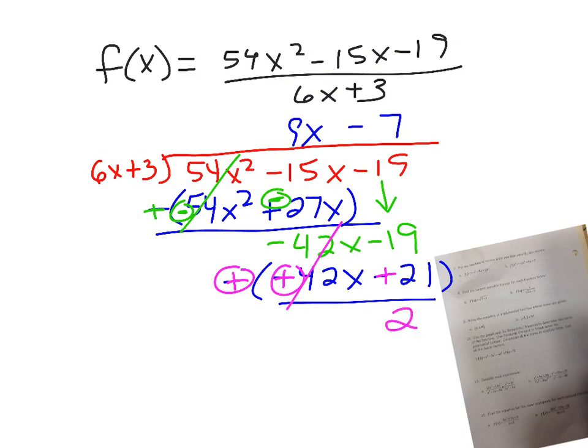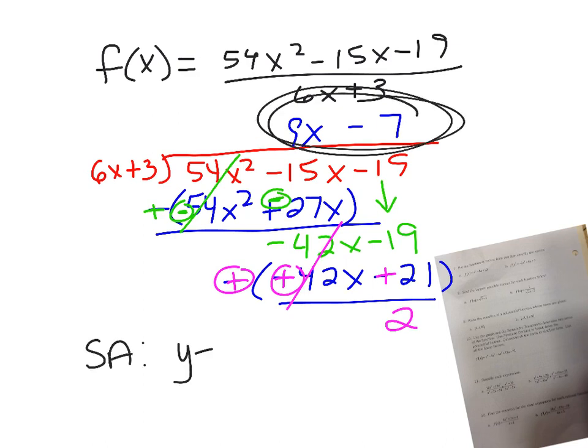Now remember, I don't care about the remainder. I only care about this part here. So my slant asymptote is y equals 9x minus 7.